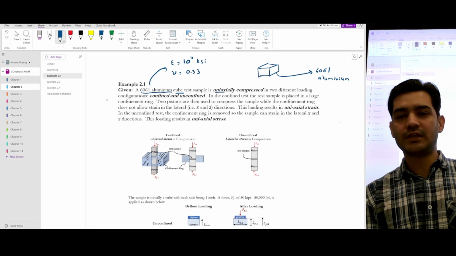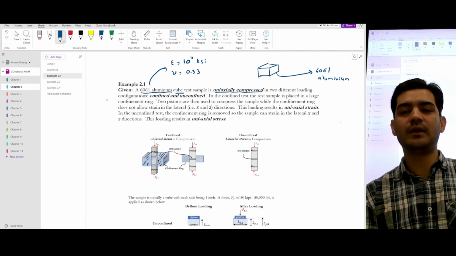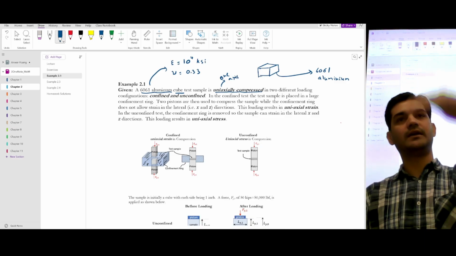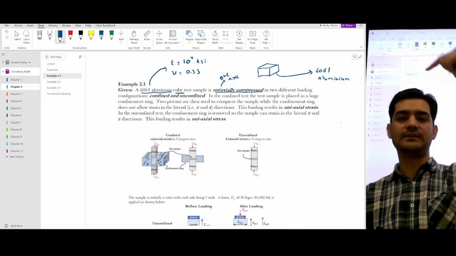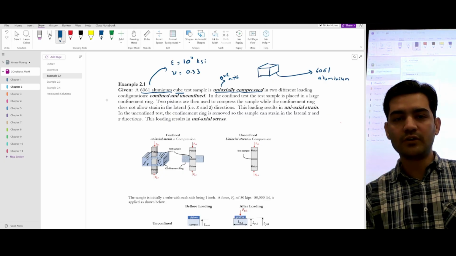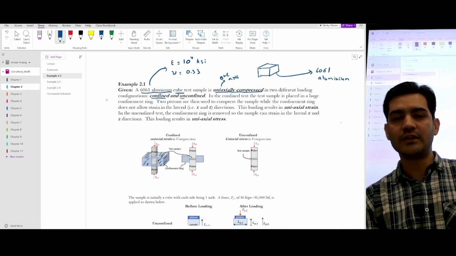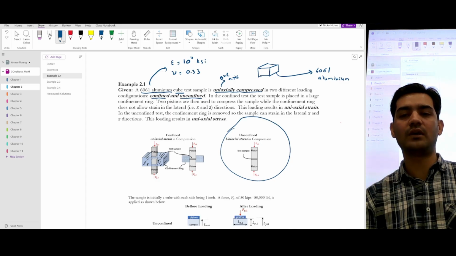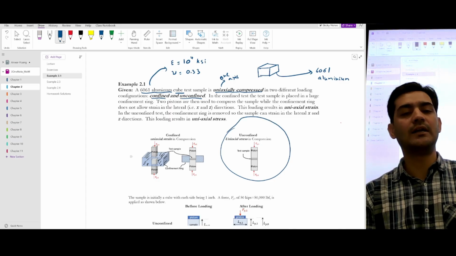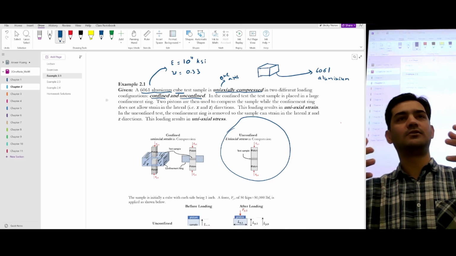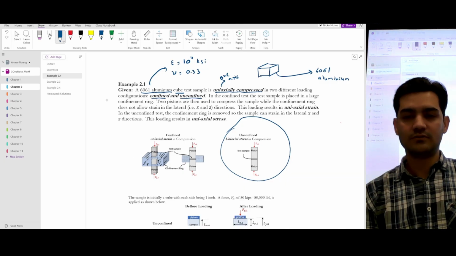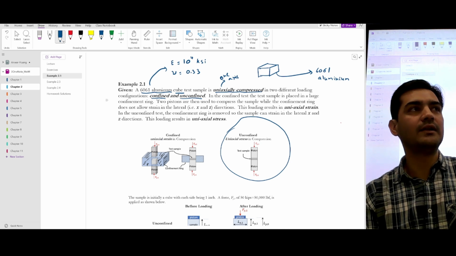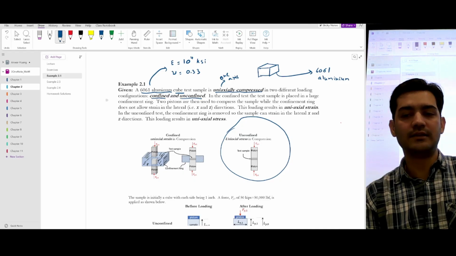So it's uniaxially compressed. So uniaxial means one axis. So it is compressed in only one direction. So basically you're gonna see one force in two different loading configurations. There are two different loading configurations, confined and unconfined, but we're gonna focus on unconfined first, and if we have time, we're gonna talk about confined. Unconfined means it's not compressed laterally. So it's the basic configuration. But we can see what confined is, but we're gonna talk about unconfined in this example.